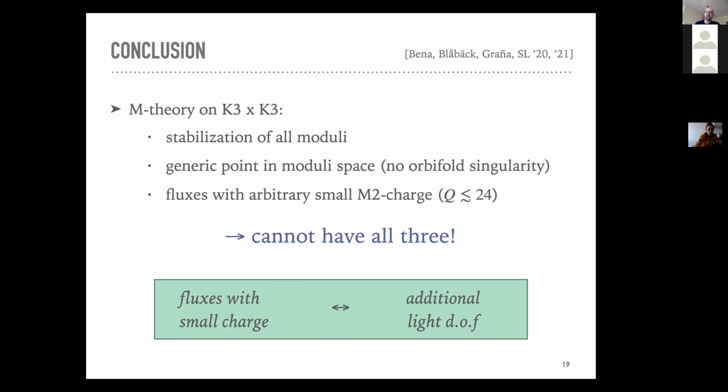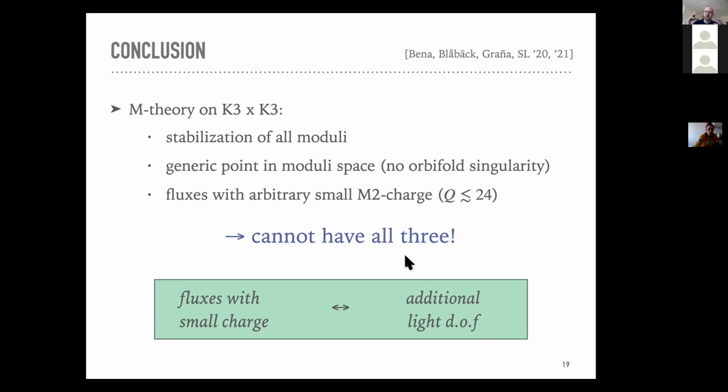So what is the upshot from that? So for this example, M theory on K3 times K3, we see that apparently we cannot have all of these three properties when satisfying the Tadpole cancellation condition. We cannot stabilize all moduli at a generic point in moduli space with an orbifold singularity, with fluxes which have an arbitrary small M2 charge, in this case Q smaller than 24.